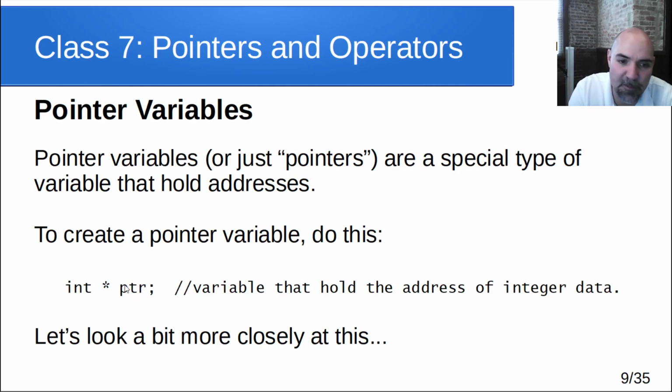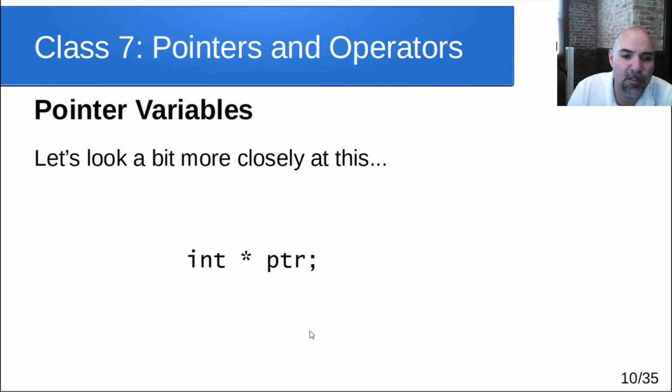It's just a variable, just like I, J, K, x, score, gold, health, whatever. So that ptr has nothing to do with this being a pointer. What makes it a pointer variable is this asterisk here. And this int, we'll talk about that in a second. Essentially this is saying make a pointer variable, which holds addresses, that can hold the address of integer data. So let's look at that a little more closely.